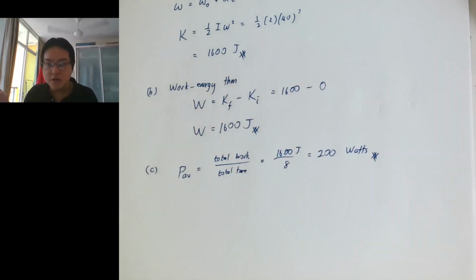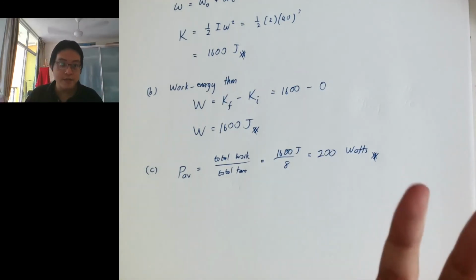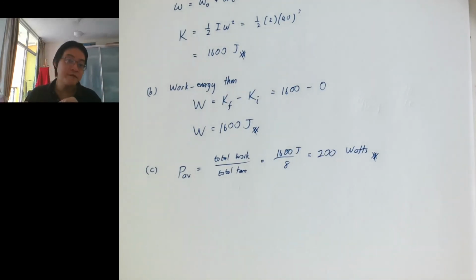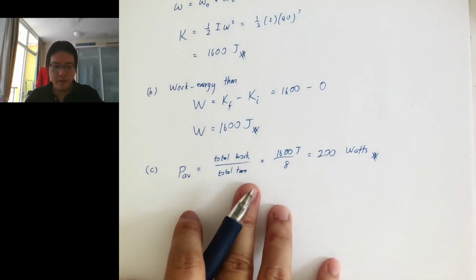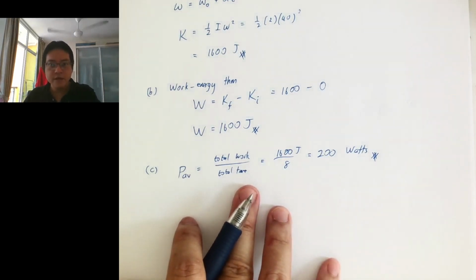You can also use torque times angular velocity, but angular velocity is changing throughout the process, so it doesn't help you find the average, right? So you can get an instantaneous power if you want through this way. Okay, does anyone have any question?